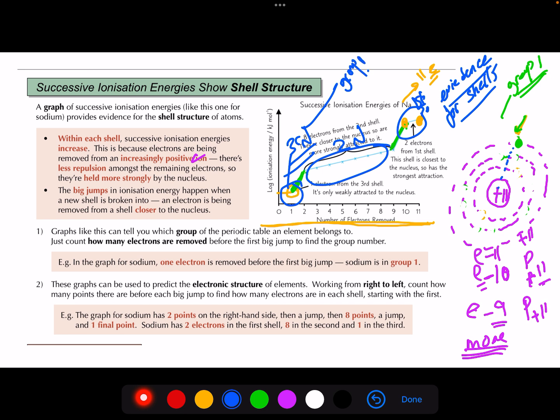Sorry guys, it's present in group 1 because it has only 1 electron in the outer shell. And it's present in period 3 because, see, first shell, second shell, third shell. So it's present in period 3 because, as we know also from the IG, the number of shells represents the period number. This is information that we already have from the IG. Okay.